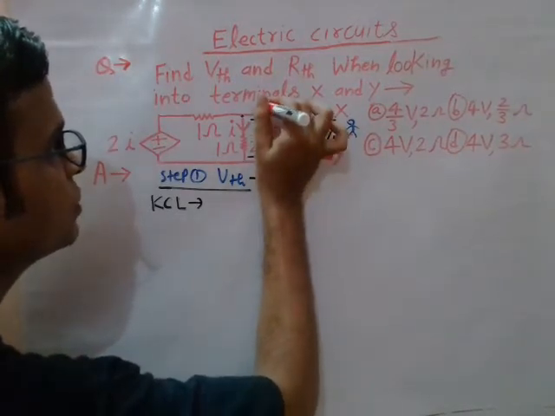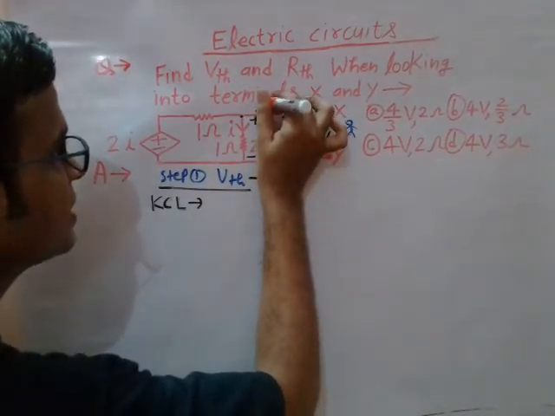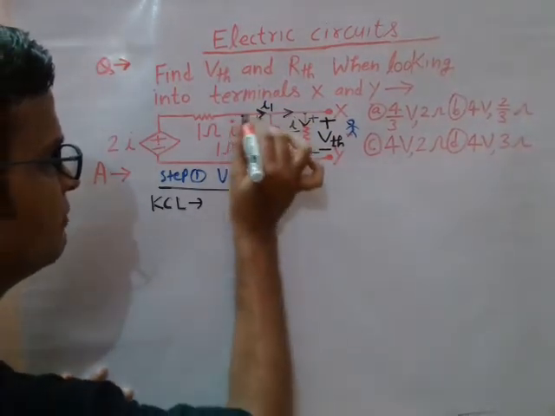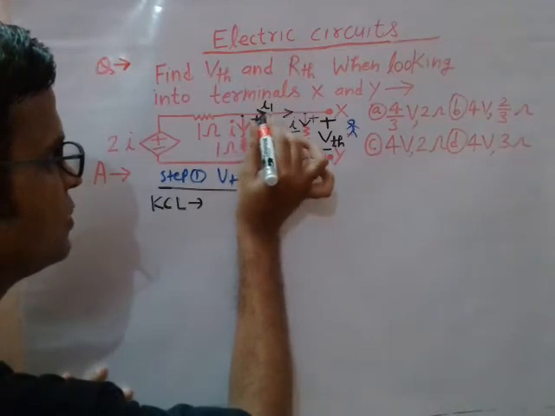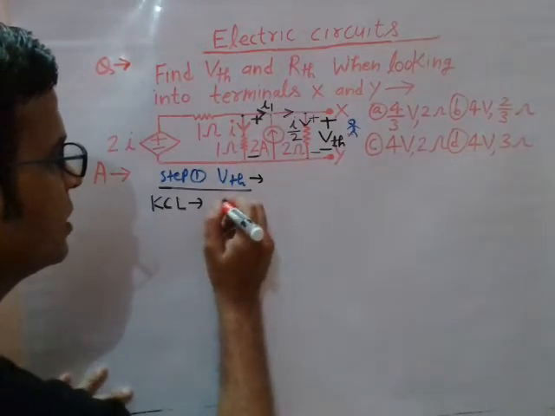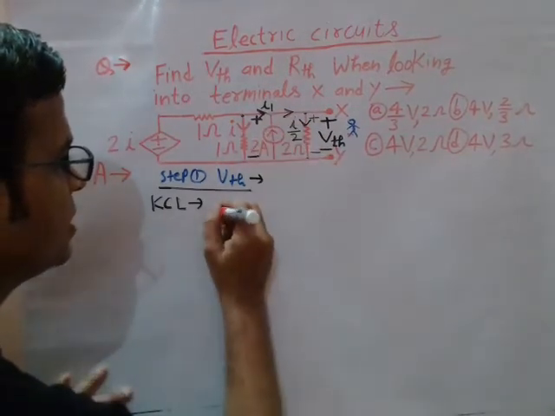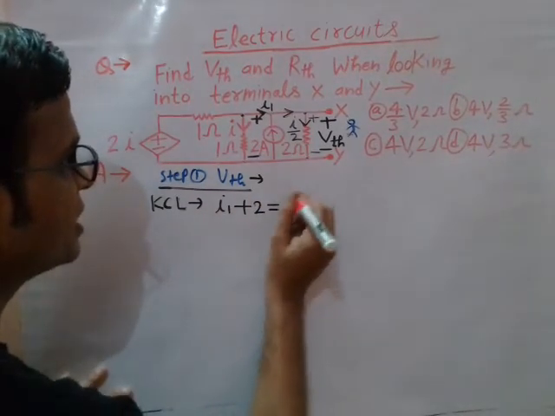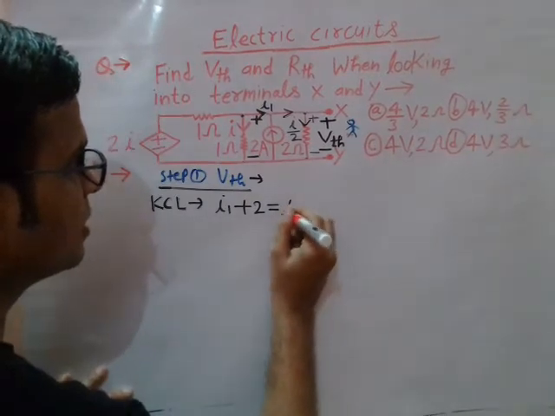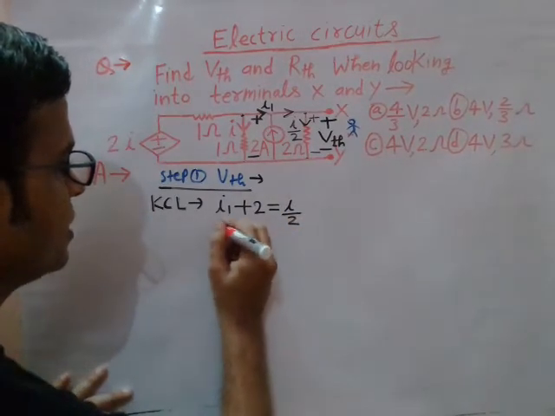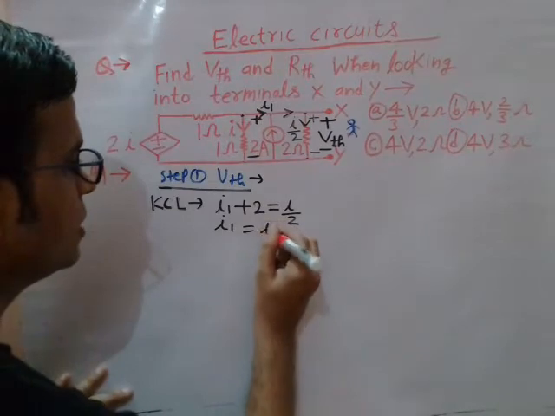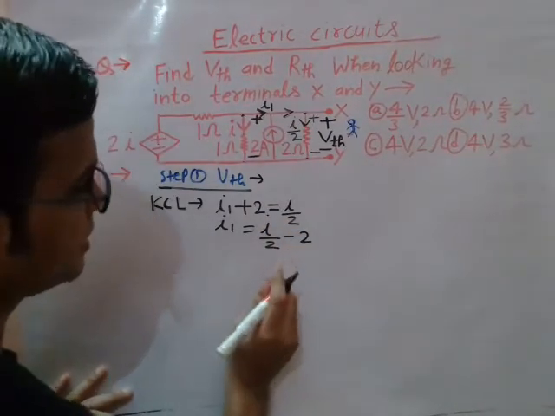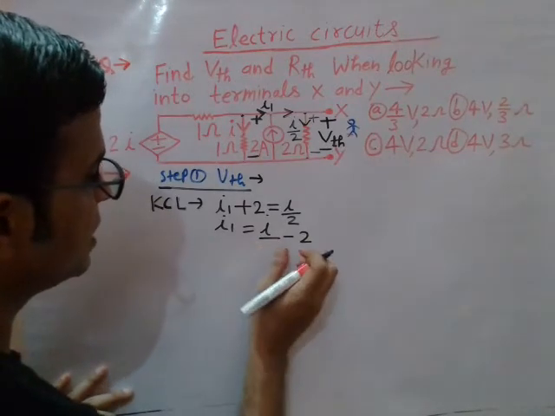So this current, suppose let me call this current I1, right? For the time being, assume that this current is I1, the current flowing in this branch from here to here. So this current plus this current, I will write I1 plus 2 ampere, is nothing but I by 2, right? So from here I will get I1 is equal to I by 2 minus 2. So this is the current which is flowing in this branch.